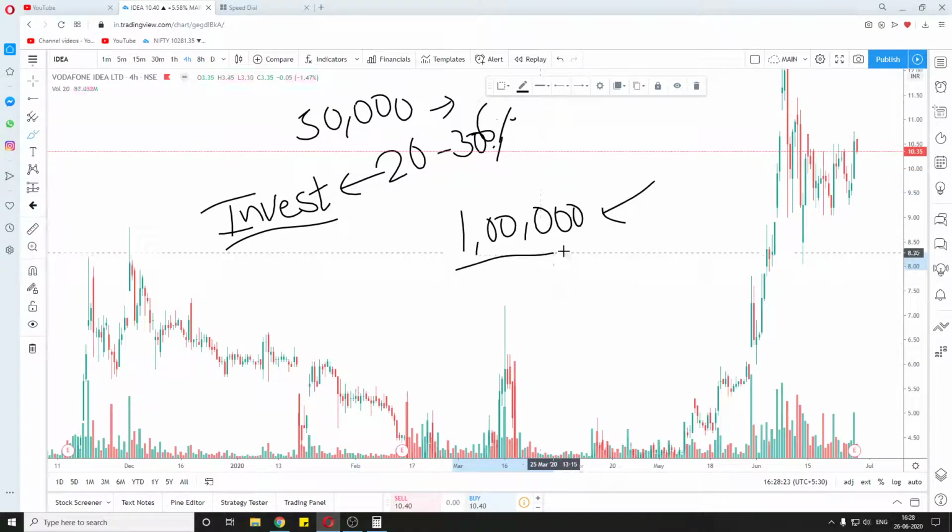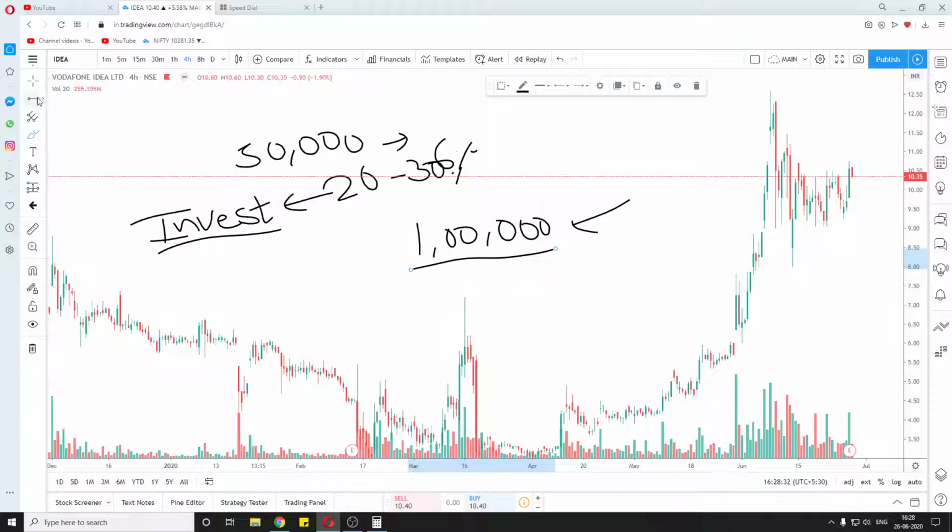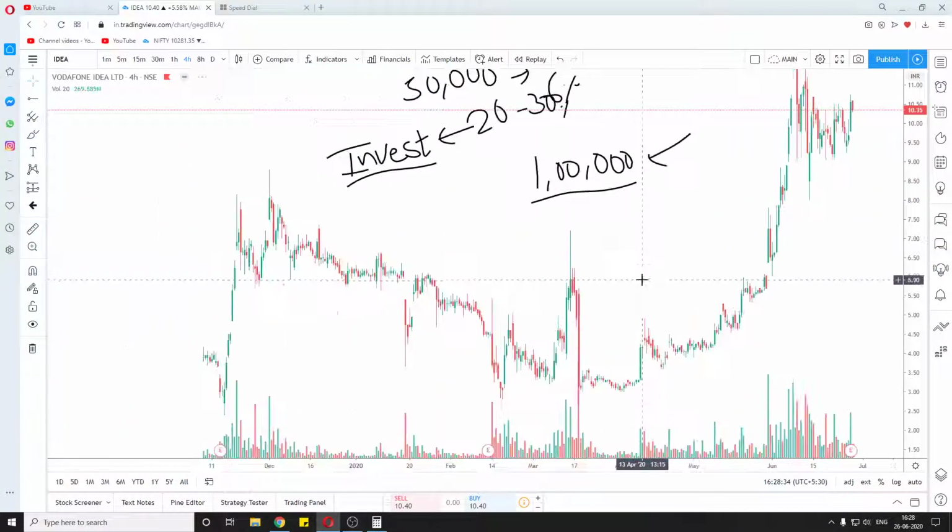If you have more capital, 1 lakh, 2 lakh, or ideally 5 lakh, then you can trade in the market, because that gives you a good margin to place your stop loss and to make money.